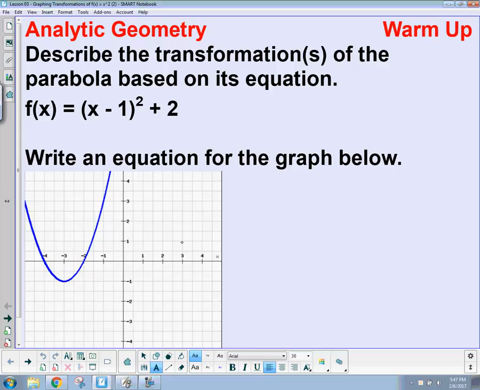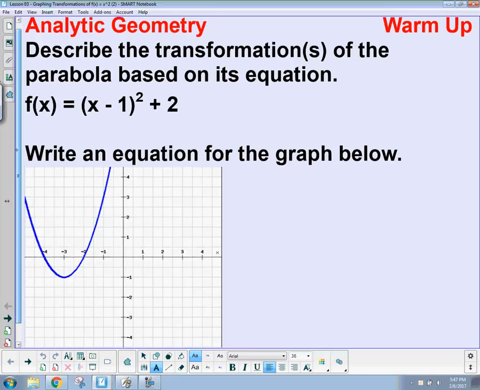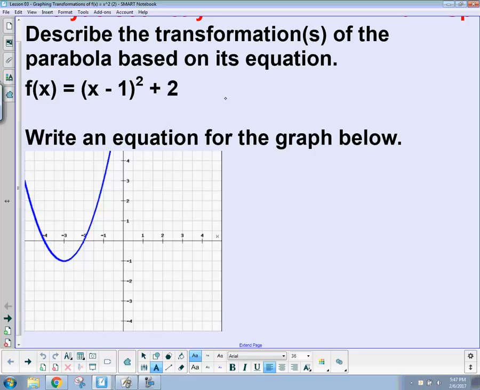So, real quick. Shifts. Right. Let me get my markers. This one's going to be right 1 and up 2. And yeah, I shorthanded that.